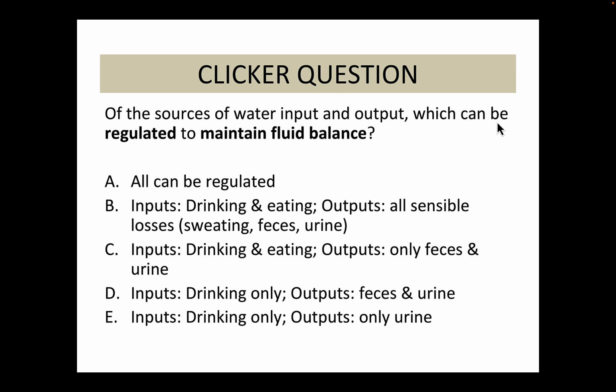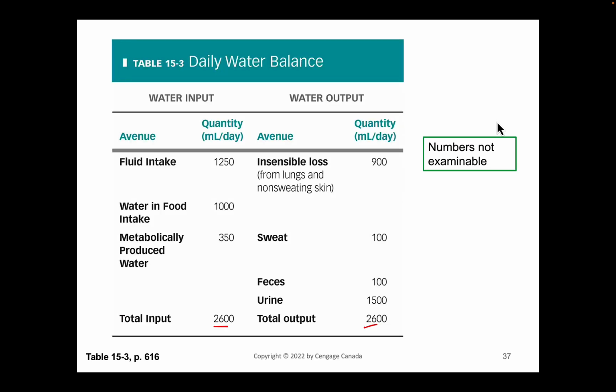Now, the answer is E. For inputs, we only regulate the amount we drink. For outputs, it's only our urine. So coming back to this, let's say I'm dehydrated. What's my body going to tell me? It's going to say, you're thirsty. You need to drink more. It doesn't usually say, hey, you need to eat more. That's more of a hunger issue. And we can't control how much water we metabolically produce. So fluid intake is the one we regulate on the input side.